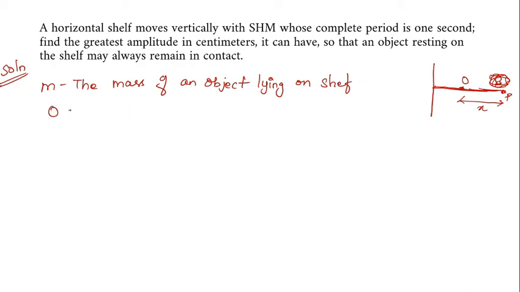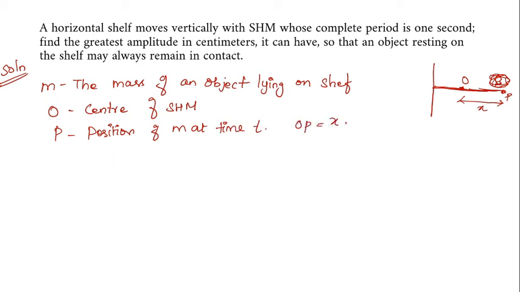Let O be the center of simple harmonic motion, and P be the position of mass m at time t, and OP is equal to x. There are two forces acting on the mass. The first one is the weight, acting vertically downwards, and the next one is the normal reaction against the weight.